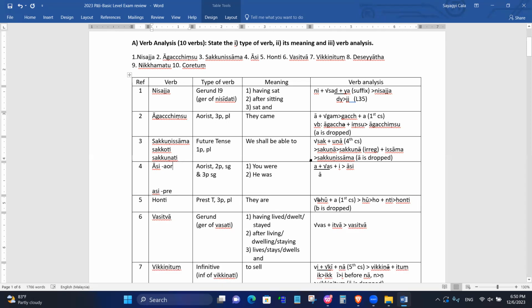The root is us, and plus the past tense, we always put the A here. We put the A and plus us. When A and A combine, you get long A. So present tense is without the long A. So it's just A here. I think some of you got it wrong or didn't manage to answer all these answers.